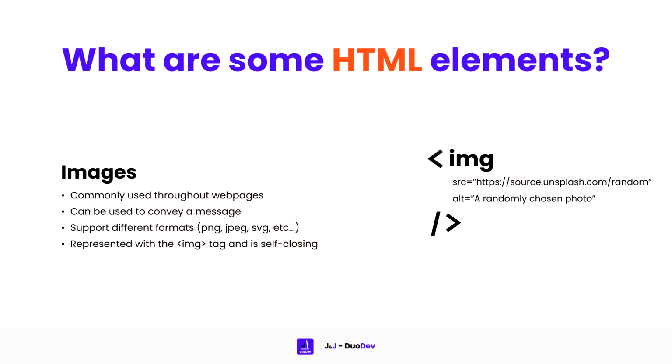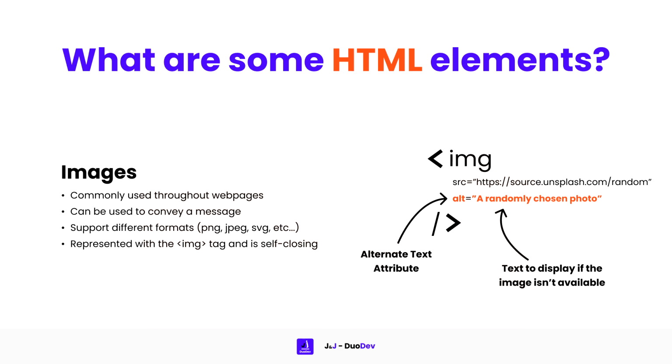In order for the image element to work, we need to pass a few different attributes to it. The main attribute that we need to pass to the image element is the source attribute, which tells the browser where we are getting our image from. It specifies the location of that image. Next up we have the alt attribute, which stands for alternate text.